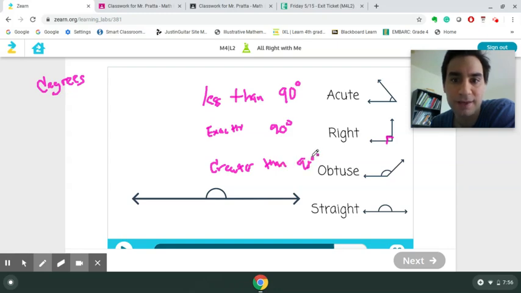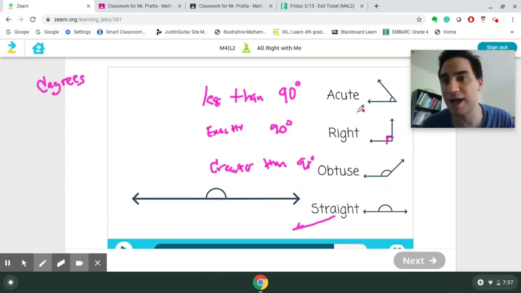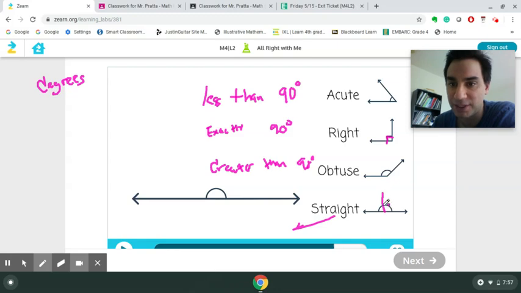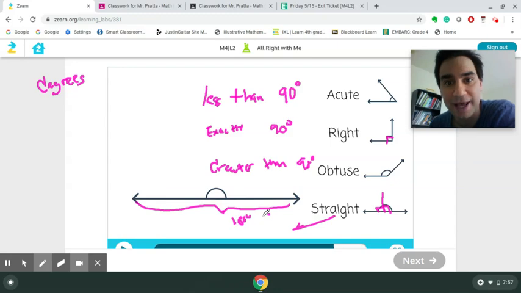Okay. And then last but not least, this is called a straight angle. A straight angle means a straight line. That's all it is. Really, that's 2 90-degree angles put together. So this one's 180 degrees. Anytime you have a flat line like this, it's equal to 180 degrees. Don't worry so much about the straight edge.